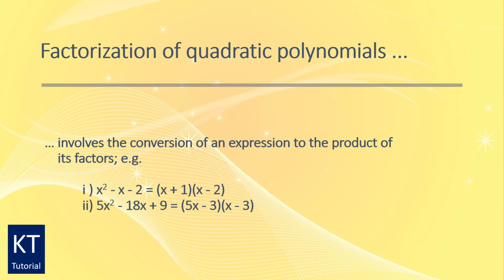As for the factorization of quadratic polynomials, it too involves the conversion of an expression to the product of its factors. For example, x squared minus x minus 2 is equal to the product of x plus 1 and x minus 2, and 5x squared minus 18x plus 9 is equal to the product of 5x minus 3 and x minus 3. But they are difficult to chew on.